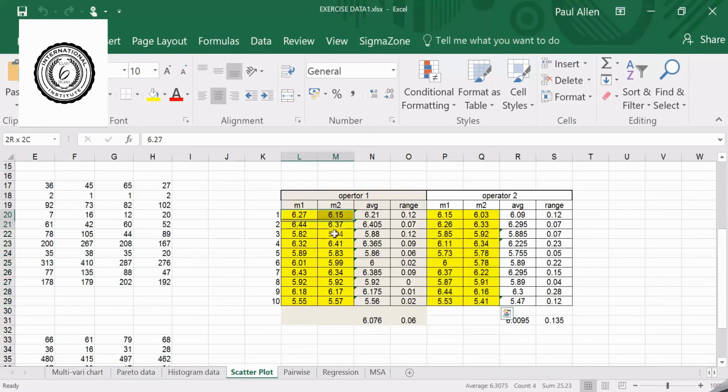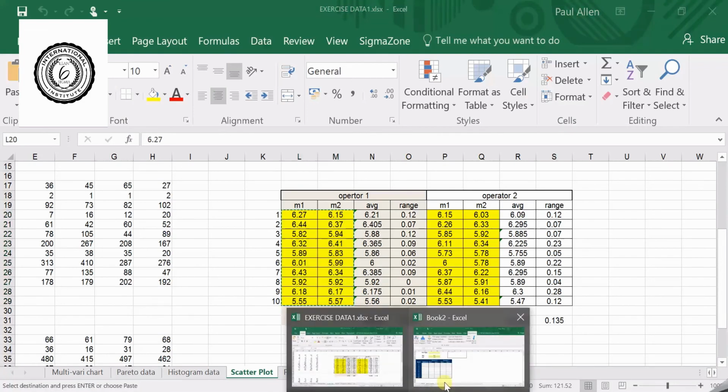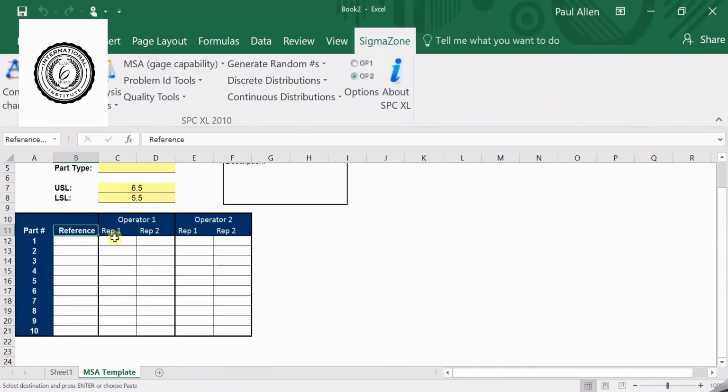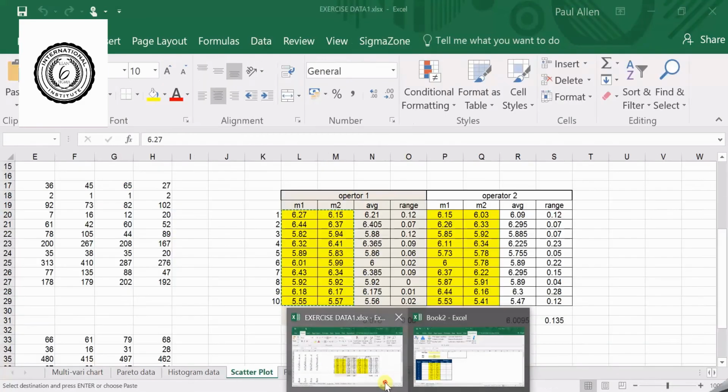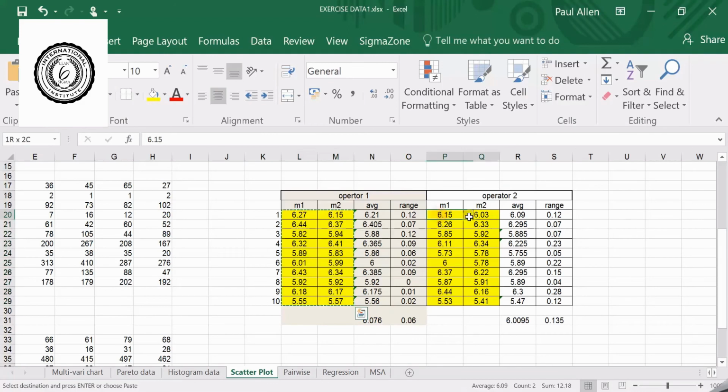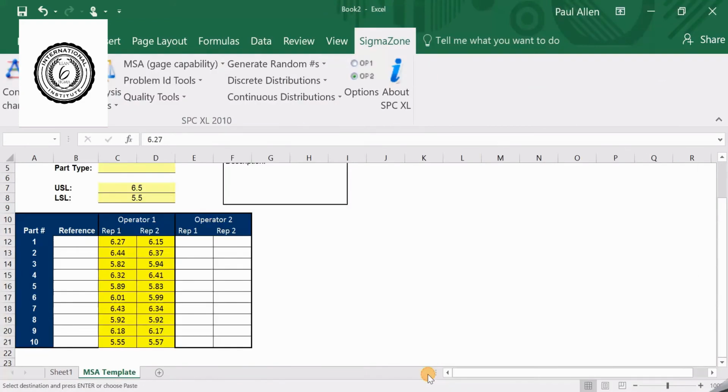So yellow fields, that's all I'm taking, don't need the rest. So just take it, paste it straight in there, operator 2, take it, paste it straight in there. So we've got the data.